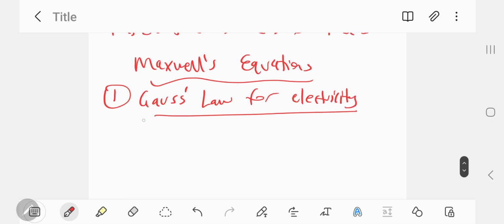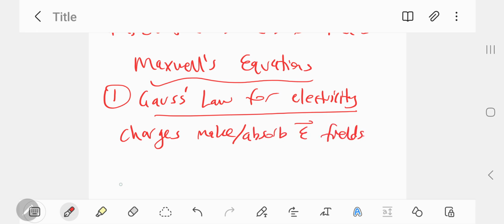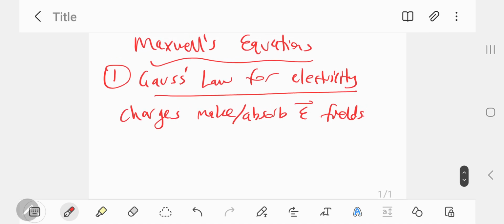It basically says that there are objects called charges, which make or absorb electric fields. It's very simple. You're taught this in junior science. Suppose you have a positive charge, you've got electric field lines coming out of it, right?